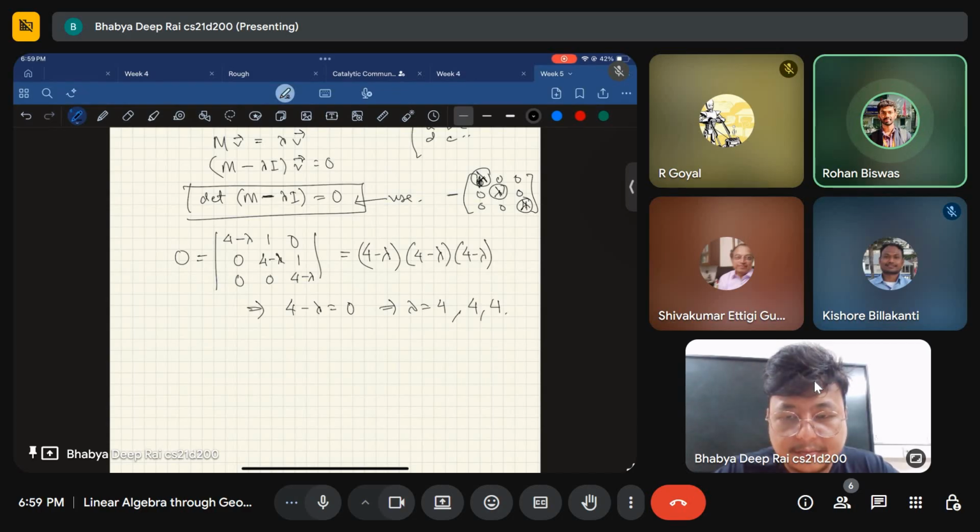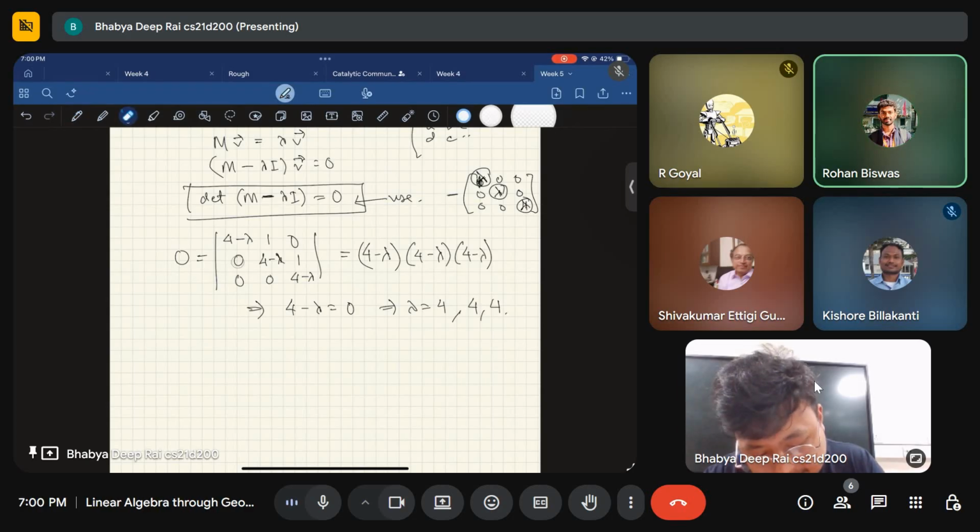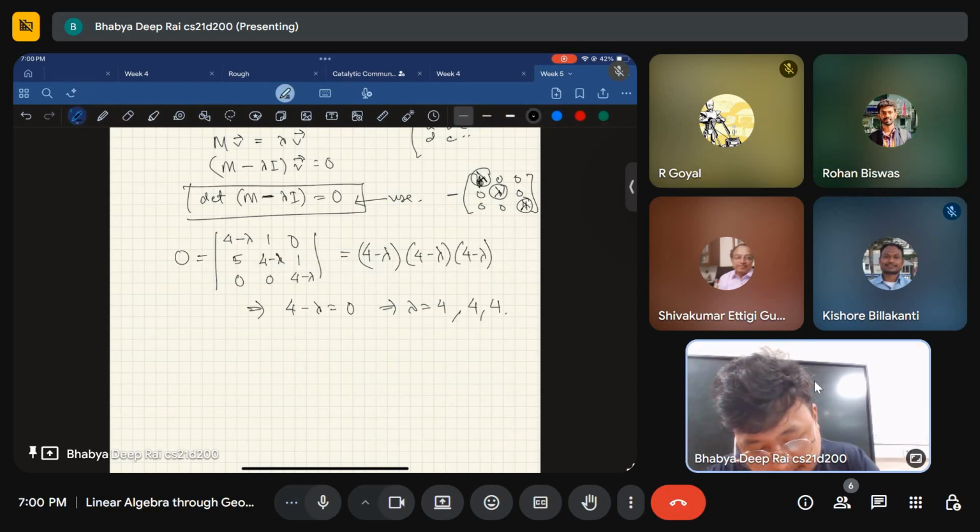So how will you choose a coefficient multiplying with the first row that will vanish the below entry? Let's say 0 is not there. Let's say 5 is there, 4 minus lambda, and below it is 5. What kind of row operation will you perform to vanish 5? That's a good question. If I apply a row operation, I can always do this.